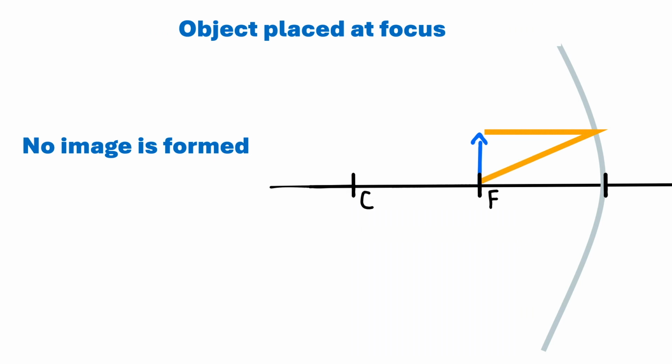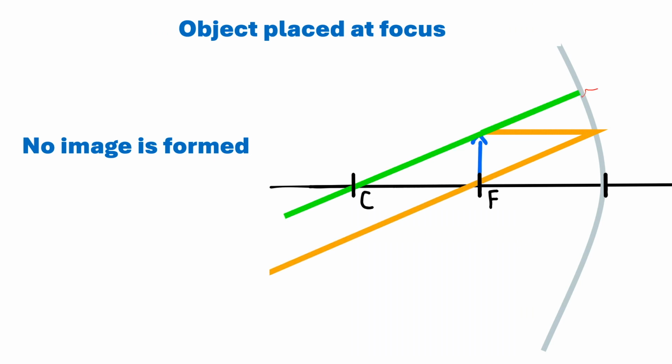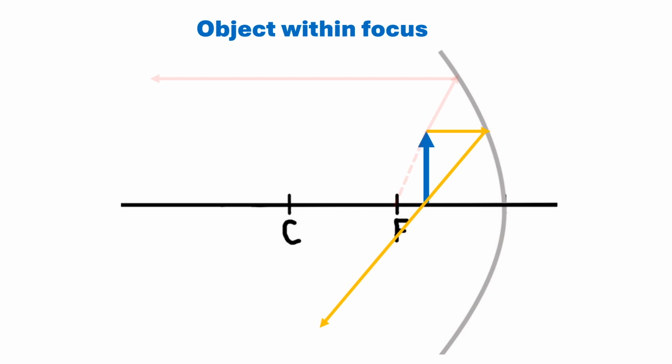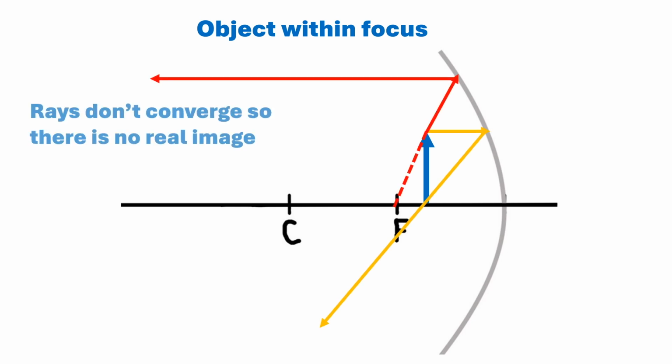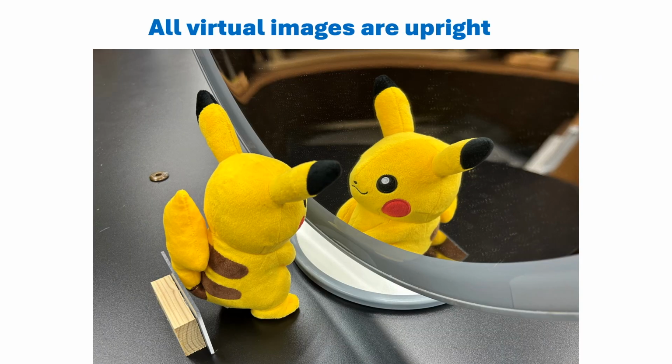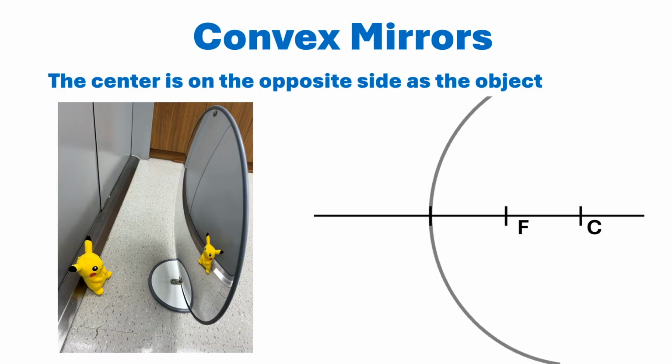When an object is placed at the focus, the rays don't converge. And even if I continue the rays beyond the mirror, the rays will still be parallel and will never converge. So in this case, there is no image formed. And then when I move within the focus, the reflected rays don't converge outside the mirror again, but now I can continue the reflected rays behind the mirror. And here I'll find that they will converge and produce a larger upright image. And in fact, all virtual images will appear upright.